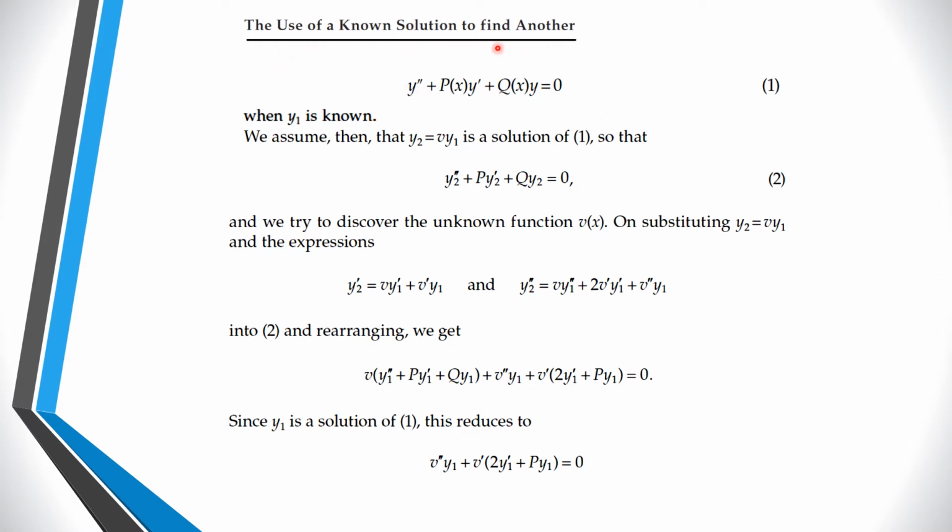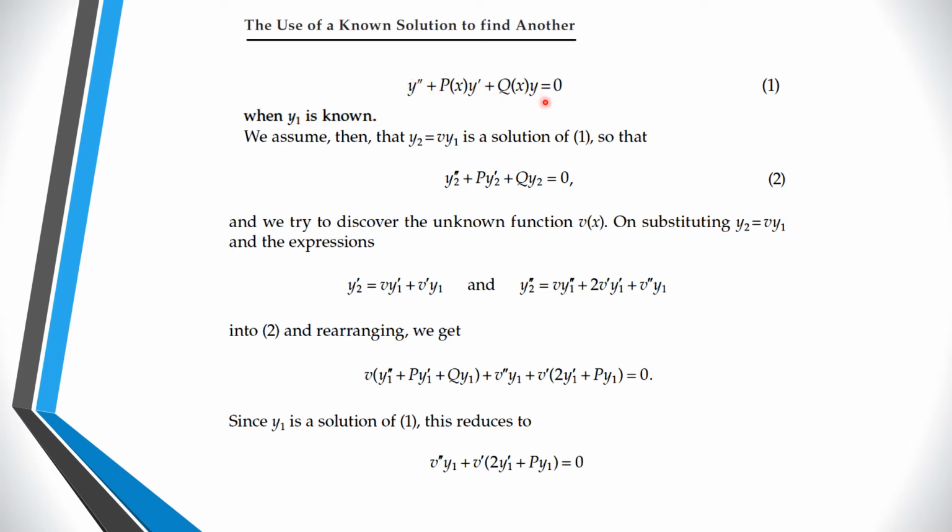So this is of the form y double prime plus p(x) y prime plus q(x) y is equal to 0. If this coefficient is not 1, then just divide by it and make the coefficient 1. Now in this method one solution is already known to us, so y1 is given. So y1 is a solution of this equation, which means y1 satisfies this equation, that is y1 double prime plus p(x) y1 prime plus q(x) y1 is 0.